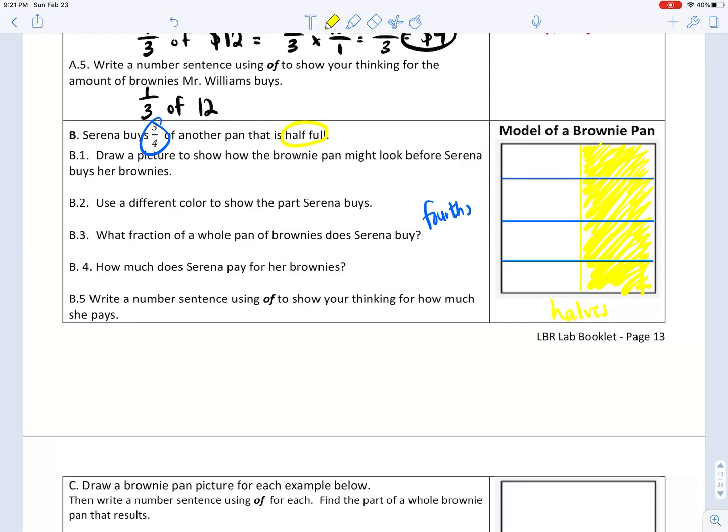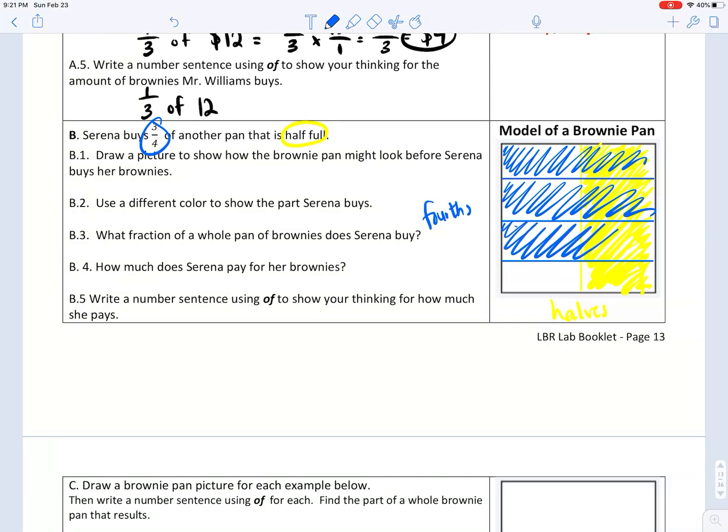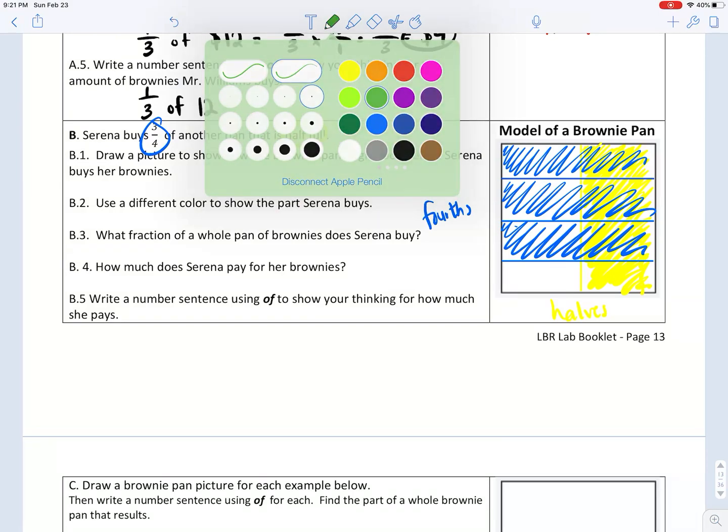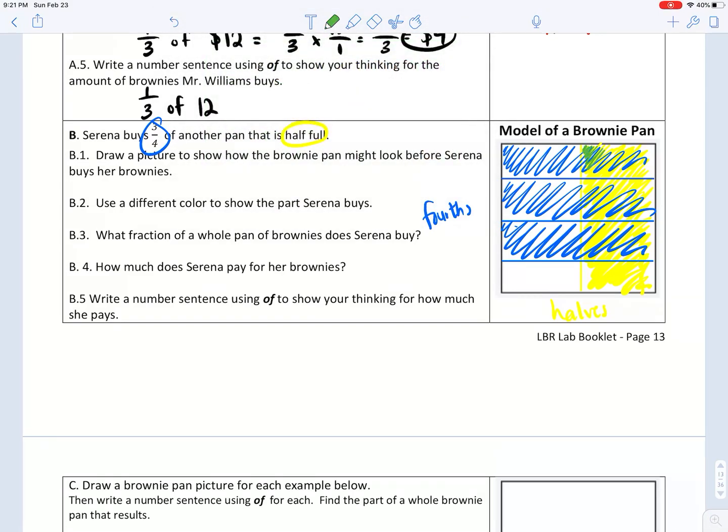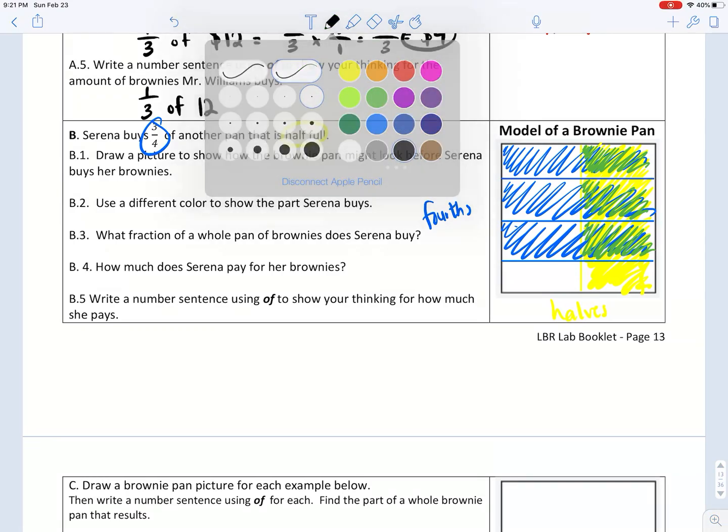Serena wants to buy 3/4. So what we're going to do is shade in 3/4 going from side to side. So that's going to look like this. There's 1/4, there's 2/4, and then lastly, there are 3/4. Now, what fraction of a whole pan of brownies does Serena buy? Again, I'm using a third color here because my colors don't mix together, but blue and yellow make green. Okay, so it looks like we have 3 of these green pieces.